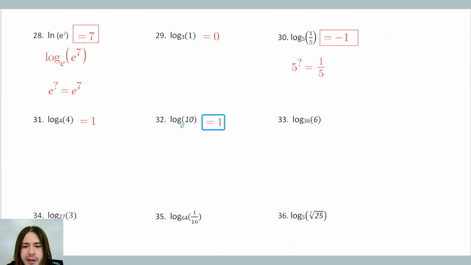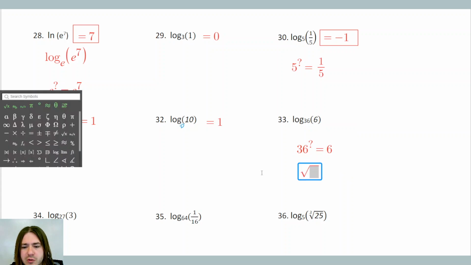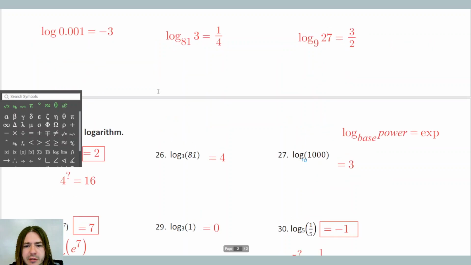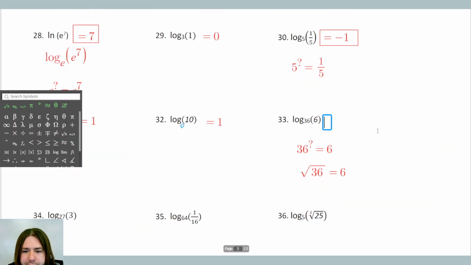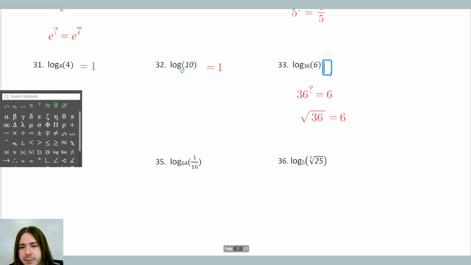For number 33, kind of looks backwards, right? You might think, oh, 6 squared is 36, right? But what this is actually saying is 36 to what power is 6? So if you're thinking, all right, well, I know that the square root of 36 is 6, let me write that down. We know that the square root of 36 is 6. How do we write square root as an exponent? This is something that we talked about earlier, over here in number 12. Whenever you take the square root of something, that's equivalent to raising it to the 1/2 power. So this is just going to equal 1/2.